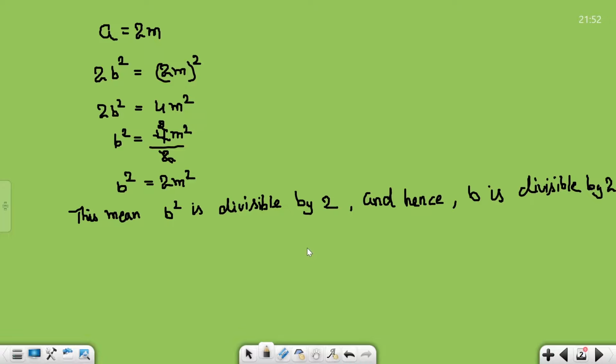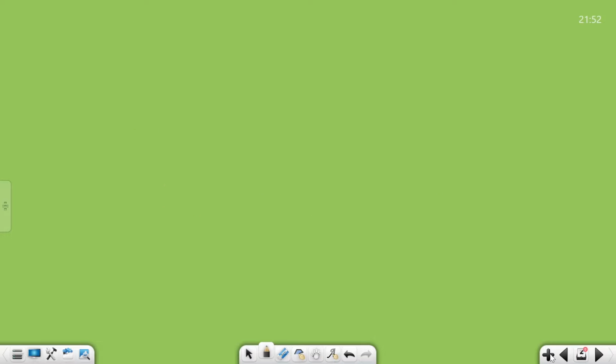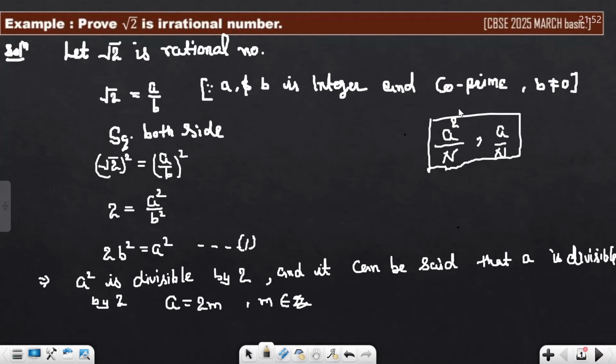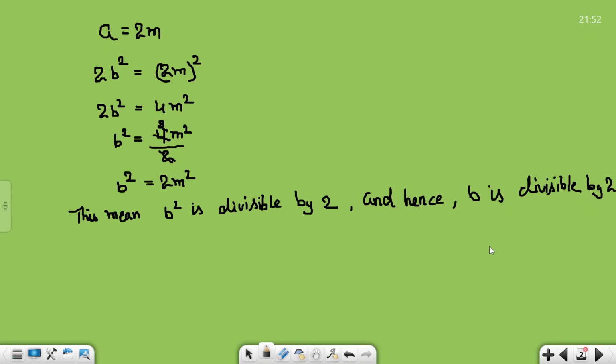Okay, here is one contradiction. At the starting of the question, a and b are co-prime. Co-prime means nothing common between them, but a is a multiple of 2 and b is also divisible by 2. It means b is also a multiple of 2. So 2 is a common factor between a and b, but we let a and b are co-prime. If co-prime, nothing is common.